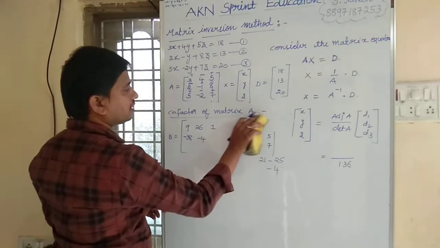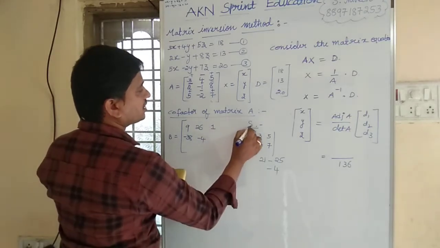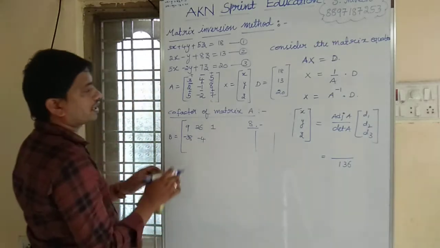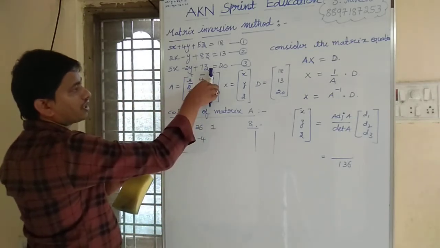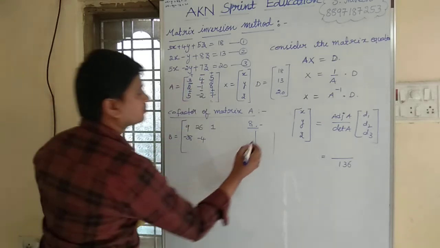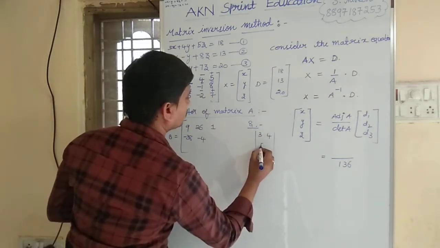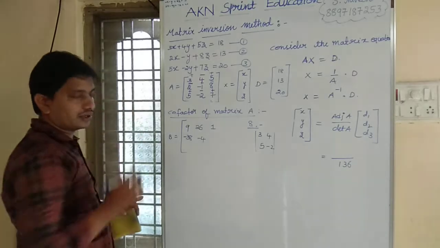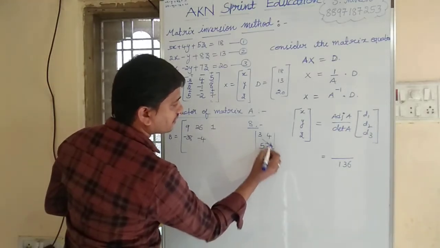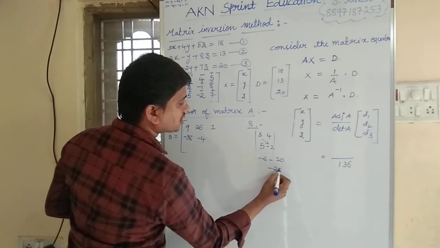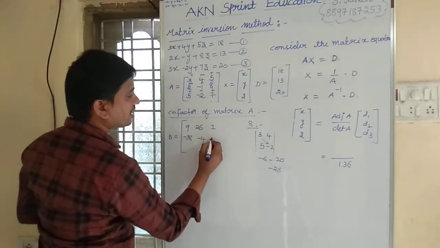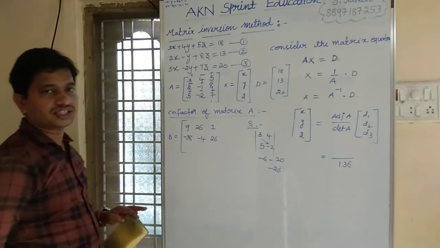Now let us find the cofactor of 8, children. What is the cofactor of 8? Corresponding row and corresponding column you remove. We have the elements 3 4 5 minus 2. Right? 3 into minus 2, minus 6, minus 5 into 4, 20. So minus 26, children. But the sign here is minus, so minus into minus plus, children, that is 26.